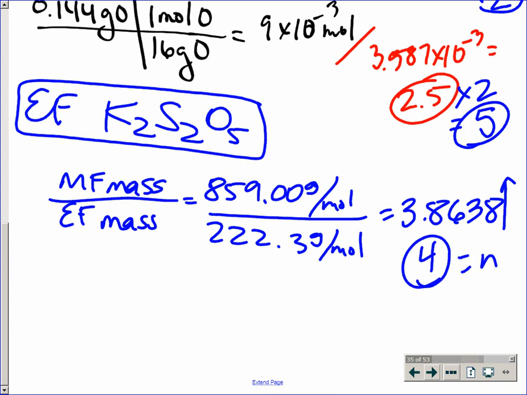So then what is my new and improved formula with the multiplier? K8S8.